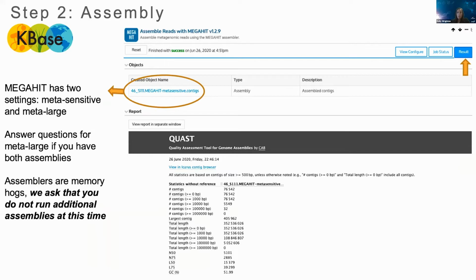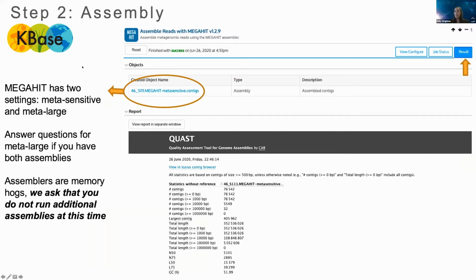So in KBase today in your narrative, you've gone from your reads, and we've cleaned up all your reads, so we know we're using good quality information. We're now using MEGAHIT to take those reads and make them into contigs. So we're going to lengthen those, basically stick a bunch of reads together and make these longer sequences.